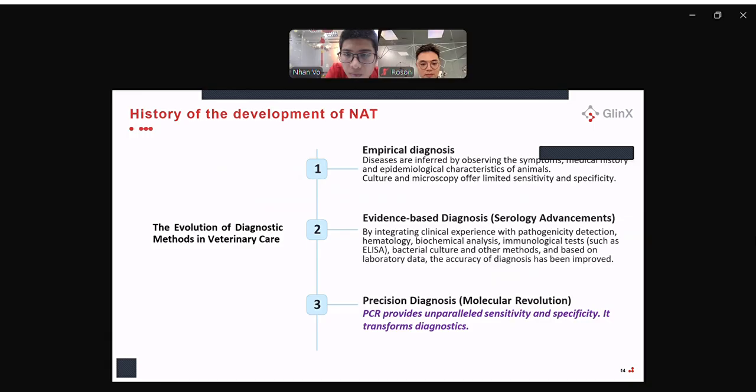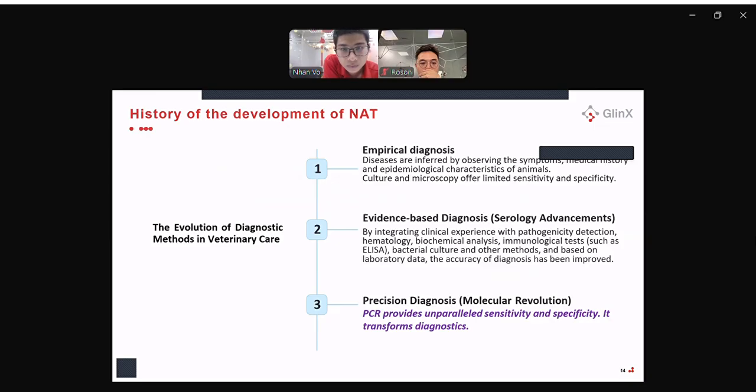The first stage is the empirical diagnosis, which means that veterinarians diagnose the disease by their own experience, right? In the early stage of veterinary medicine, the diagnosis primarily relied on the veterinarian's clinical experience, and diseases were inferred based on the clinical symptoms, the medical history, and the epidemiological characteristics.